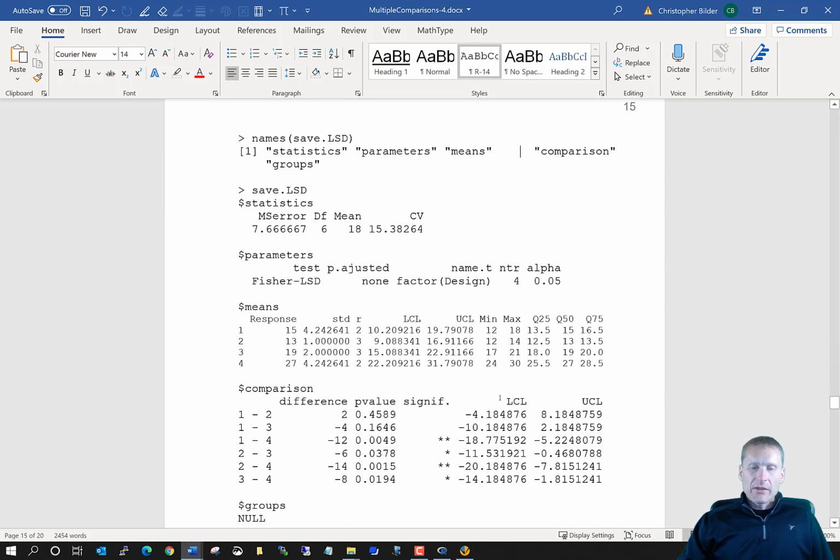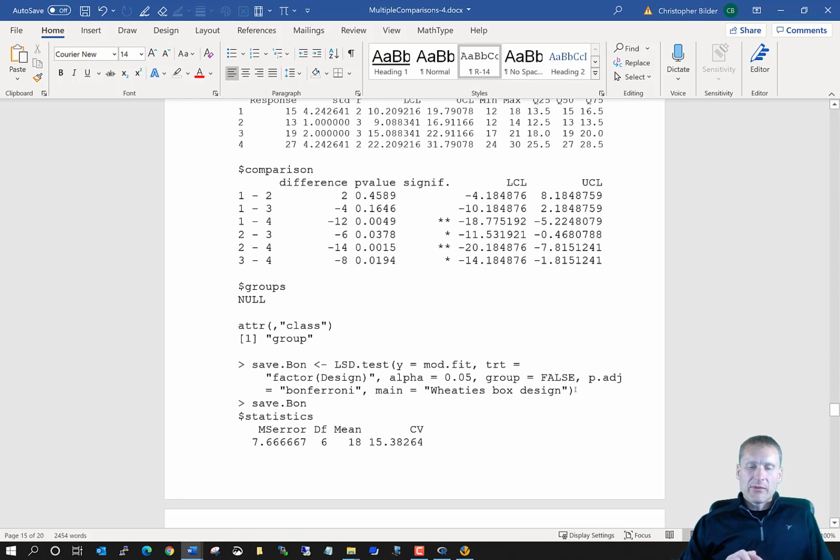Okay, so inside of the object that I have saved, we get some information. The most important information comes down here, where we have comparisons. For example, I want to compare the mean for treatment for design type 1 to design type 2. I want to compare design type 3 to design type 4, and so on. Here's the mean difference. Here's the corresponding p-value, which in this case, since we're not doing adjustment, has not been adjusted. Here are the corresponding confidence intervals as well.